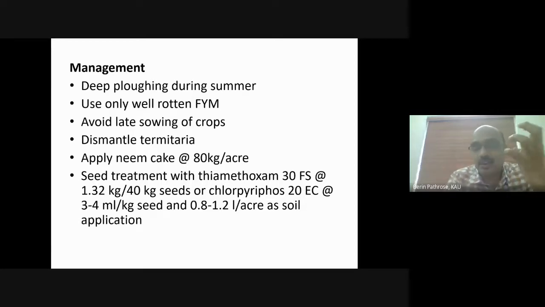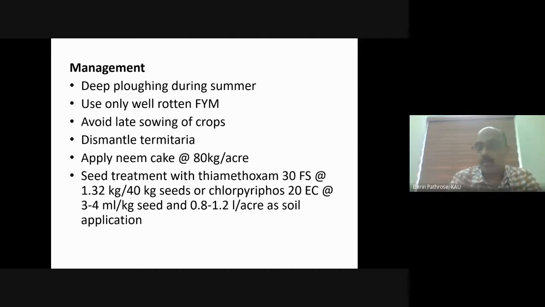So that is the word for the colony of termites. So dismantle termitaria, and we can use neem cake, broadcast the neem cake in the field at the rate of 80 kg per acre, because neem cake repels termites. Then we can go for seed treatment with insecticides like thiamethoxam 30 FS. Here remember the formulation FS, flowable for seed treatment, at the rate of 1.32 kg per 40 kg seeds, or chlorpyrifos 20 EC at the rate of 3 to 4 ml per kg seed.